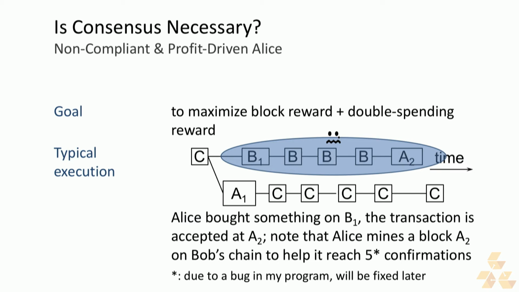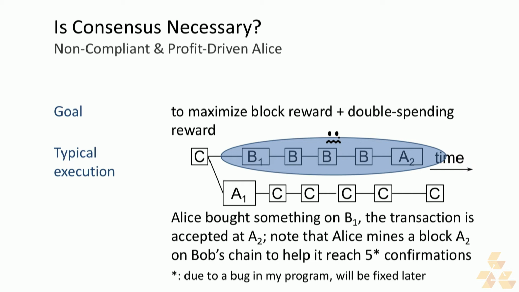So as the mining proceeds, both chains grow, and Alice mined a block, eventually A2, to make sure that this transaction got confirmed, and Alice got the goods delivered by the merchant. However, eventually this chain becomes the longest chain, so that the entire chain is orphaned.